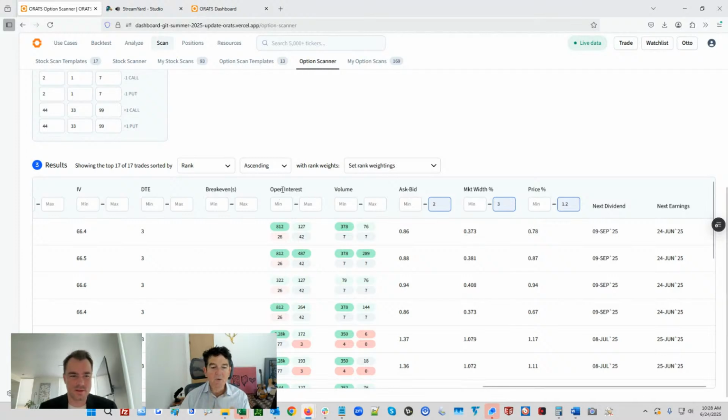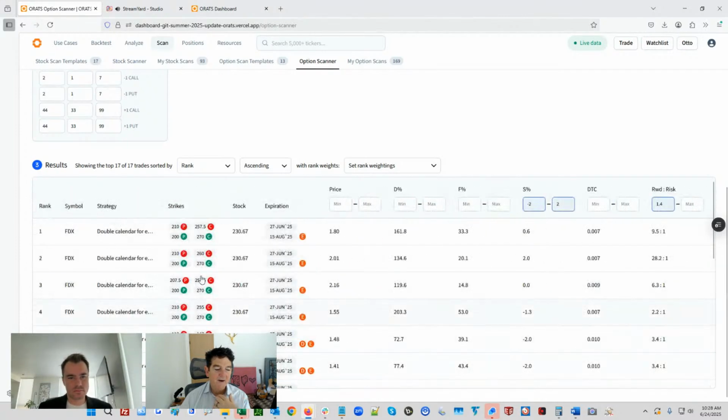And how cool is this, Tyler? You could say what's the minimum open interest, or the minimum volume that has to trade today or something. Yeah, it's great. There's just so much in there that we've worked on to get it just right.